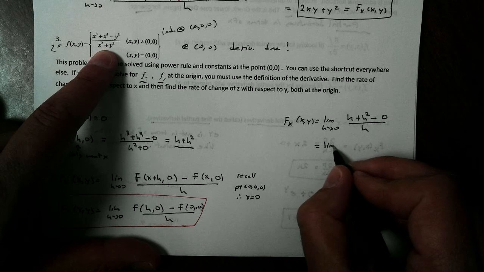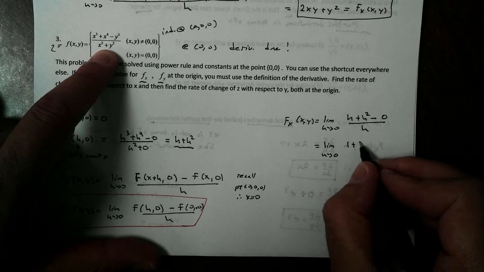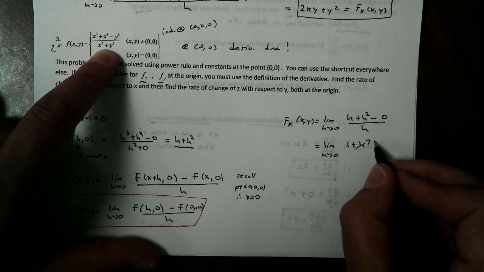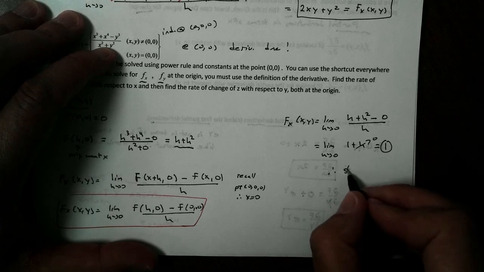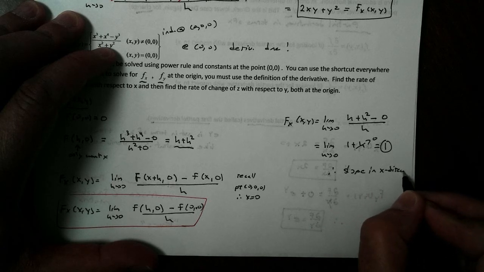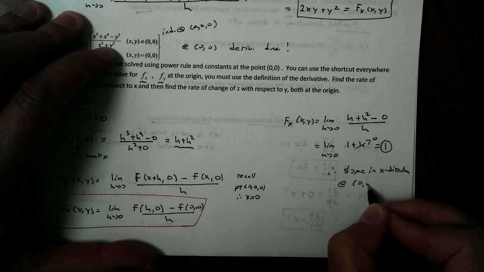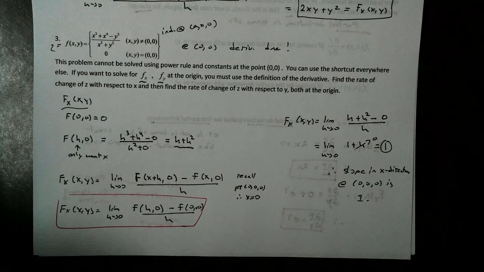And what are we left with? The limit as h goes to 0, we're left with 1 plus h, and as h goes to 0, we get 1. Therefore, we can say the slope in the x direction at the point 0, 0, 0 is 1. Really kind of cool little problem right there for you.